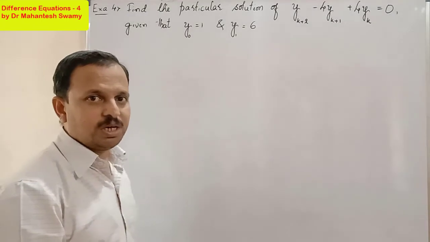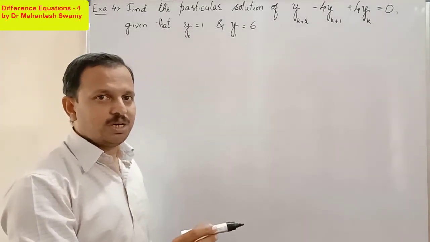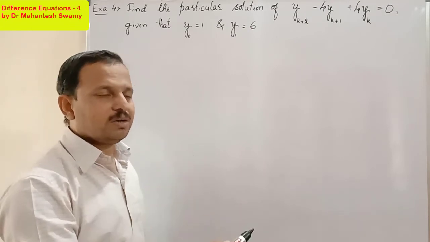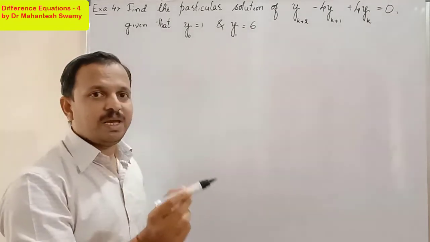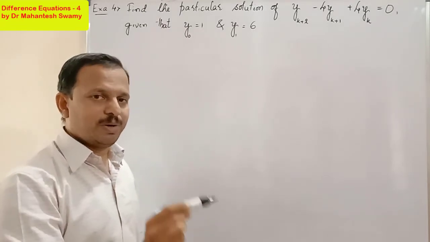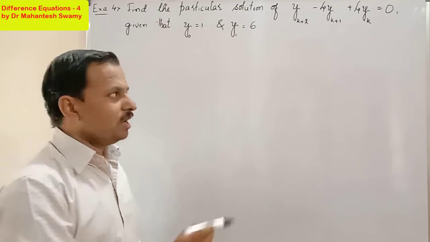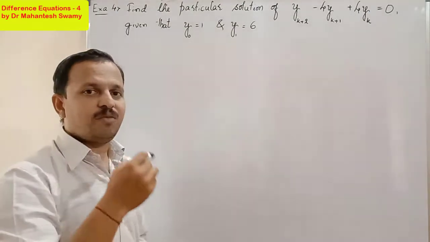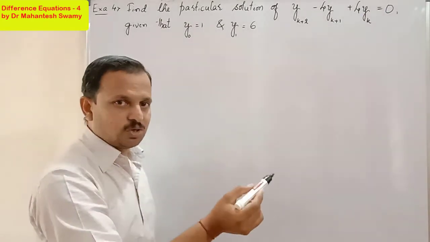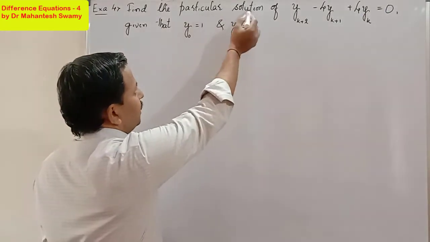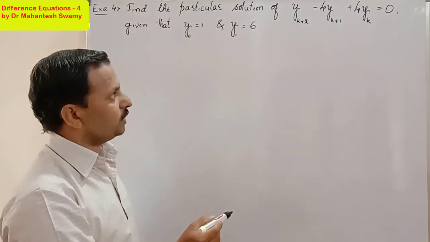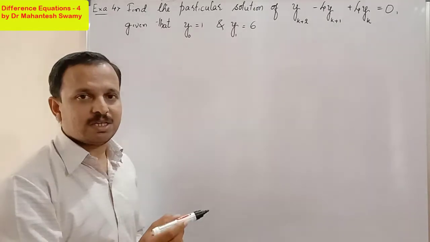What is the particular solution? We will be getting the general solution after solving the auxiliary equation, and in that general solution there will be arbitrary constants present, that is C1 and C2. By using these conditions we can evaluate the arbitrary constants and substitute in the general solution to get the required particular solution. So that job we have to perform in this particular example. So let us start the solution.